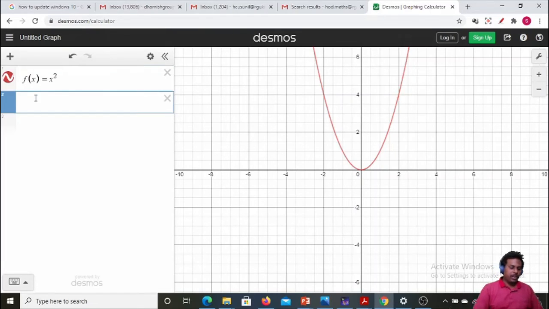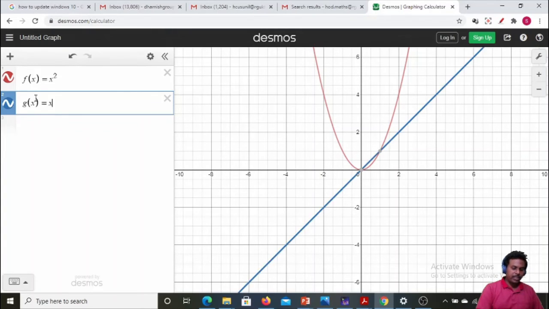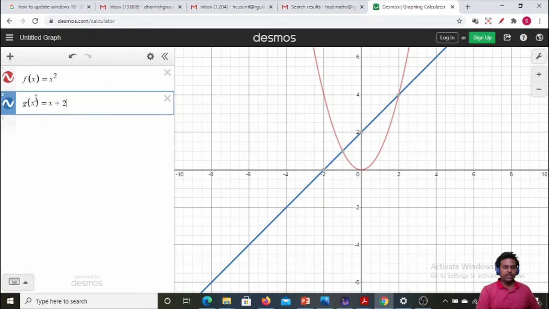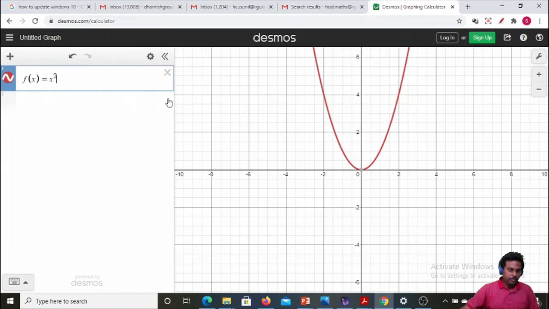Now let me give one more graph. G of x is equal to x plus 2, let us take. So y is equal to x plus 2. Now you can see a blue line here. This is how you can distinguish the graphs of two given functions. The first one is red color and the second one is in the blue color. Okay, this is how you can distinguish between the graphs of two different functions.